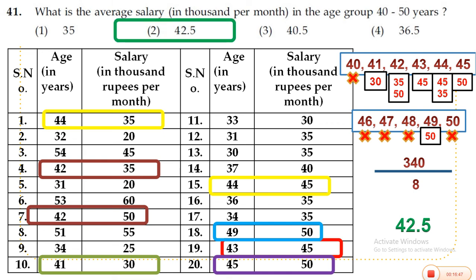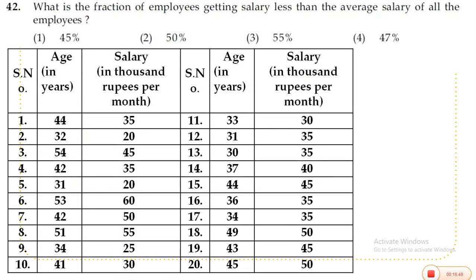Okay, so this is a very simple and straightforward question, and that's also the beauty of this topic. So I think you are clear about the topic. Now we are moving to the next question, question number 42. Just read this question. What is the fraction of employees getting salary less than the average salary of all the employees? So the point here is that you have to find those people having a salary less than the average salary.